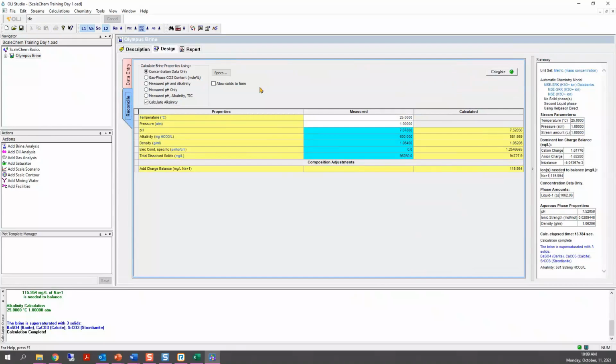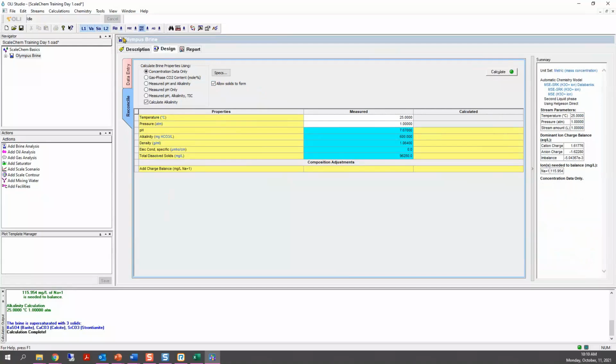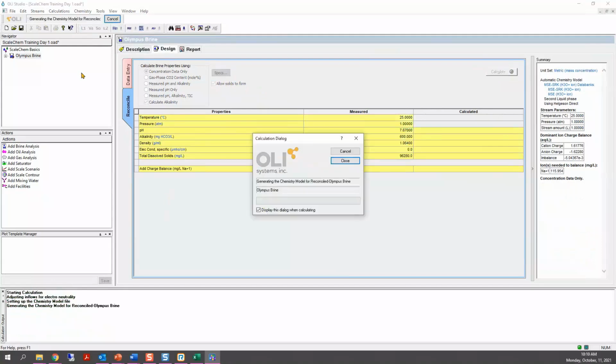But let's say you saw solids in your beaker, okay? So you can tell the software, okay, let those solids precipitate out. You can either go here to the option allow solids to form, or you could go here to the solid tab or the solid button and turn it on. So what this is telling you is to now include the solid phase for the calculation. Okay, so we can recalculate, and this is just for demonstration purposes. Can recalculate, and then we can go to the report.